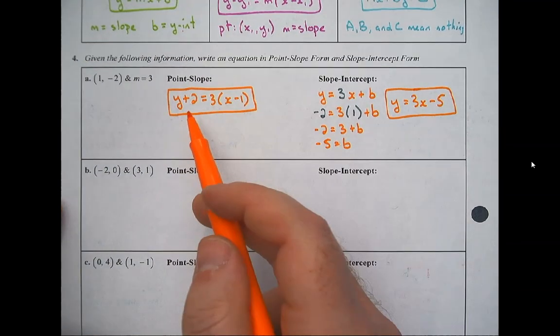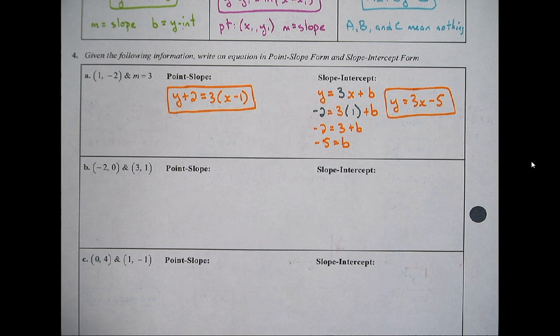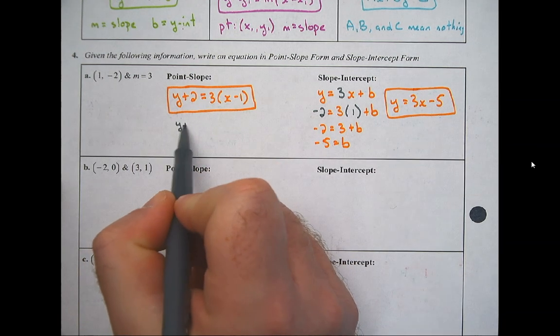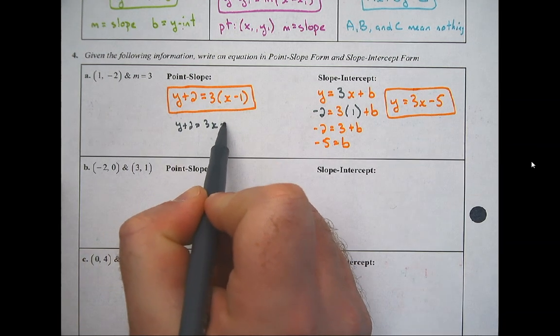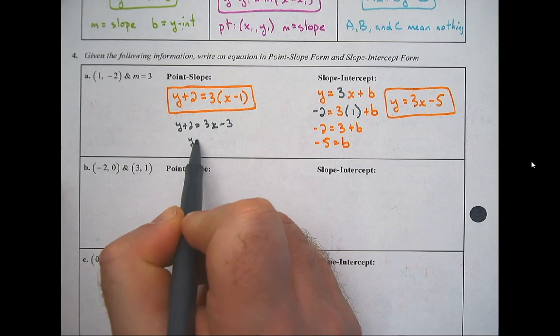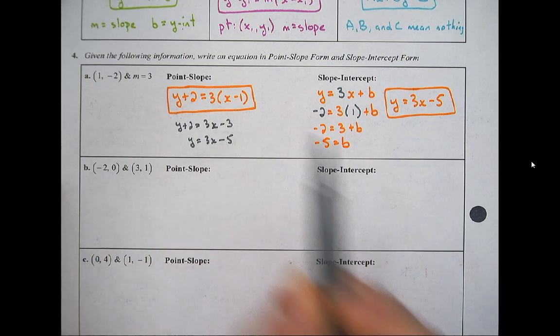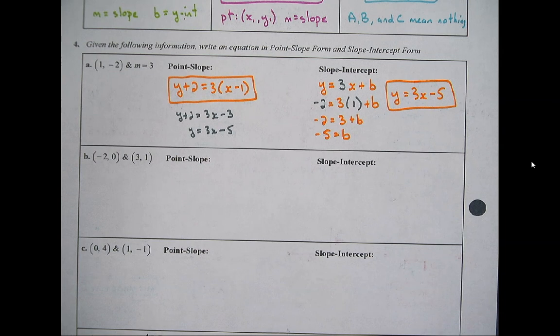If you did it by distributing, actually, let's just do it real quick. I'll show you it's the same thing. Y plus 2 equals 3x minus 3. Bump over that, y equals 3x minus 5. Same result.